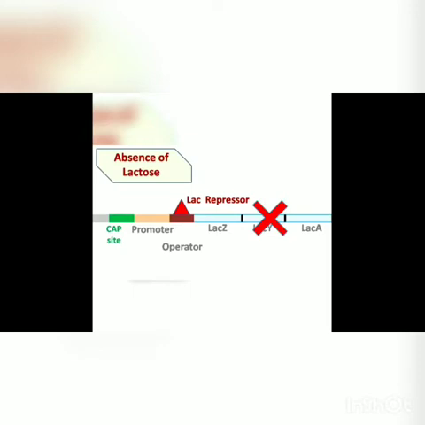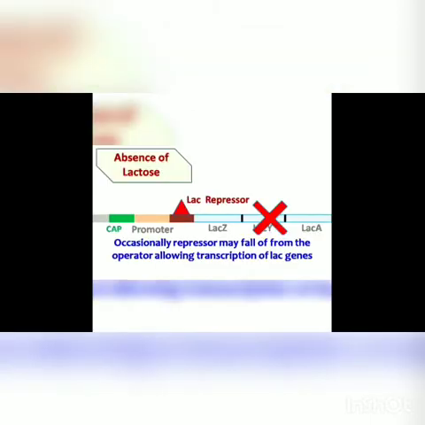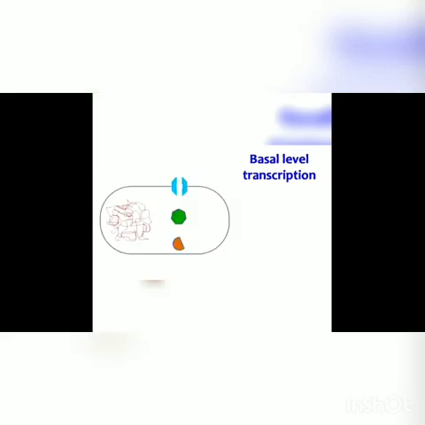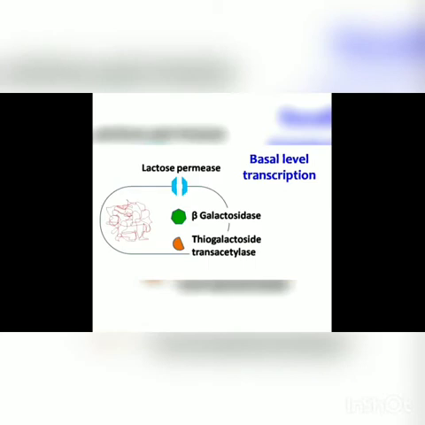This ultimately shuts down the lac operon genes, leaving only basal level transcription of lac genes. Sometimes, even in the absence of lactose, the repressor may fall off from the operator, allowing the transcription of lac genes. This occurs because the binding of the repressor with the operator is not permanent. There is always some amount of lactose permease, beta-galactosidase and thiogalactoside transacetylase enzyme present in the cell.